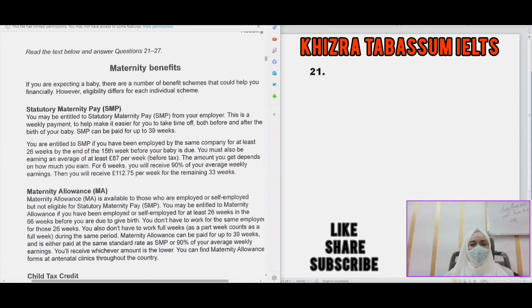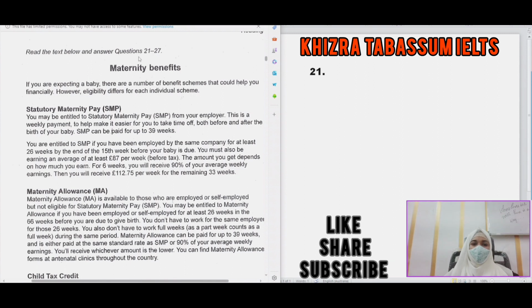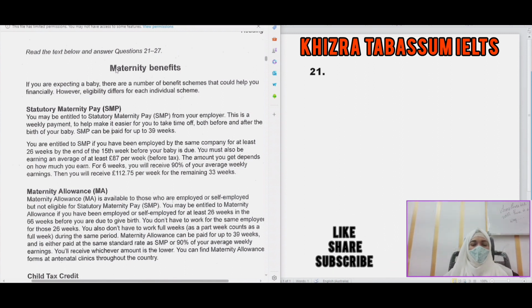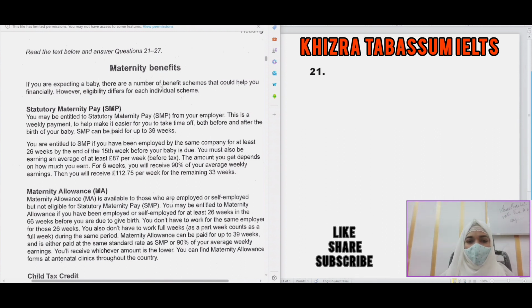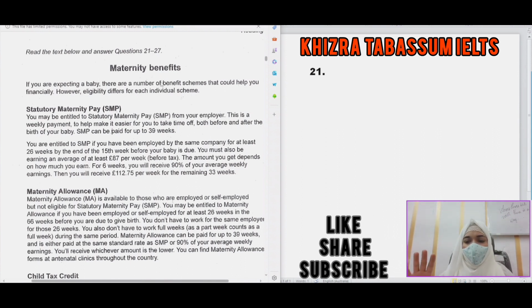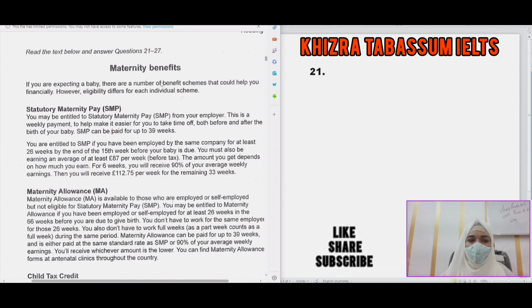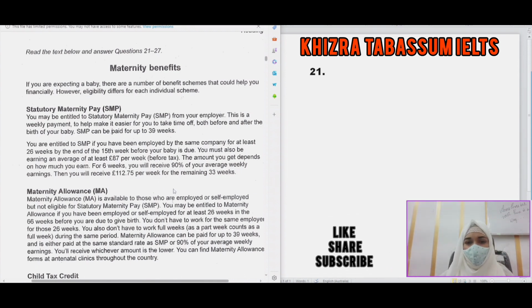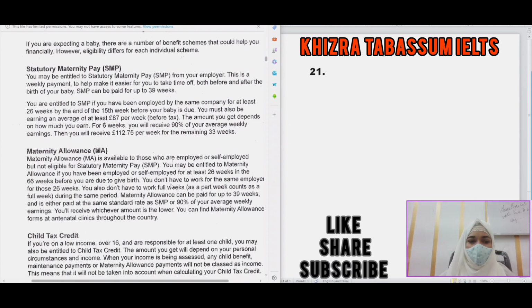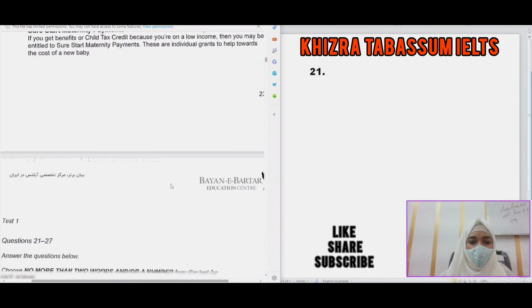Today we are going to do the reading section. It's Section 3, questions 21 to 27. The topic is maternity benefits. How you have to solve these questions: generally, these types of questions follow the order. Means the first question's answer will be here only, second here, third here, and so on. Now come back to the topic.